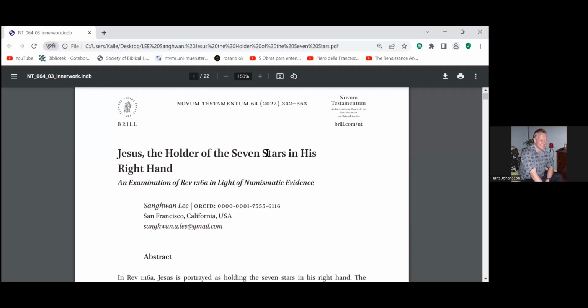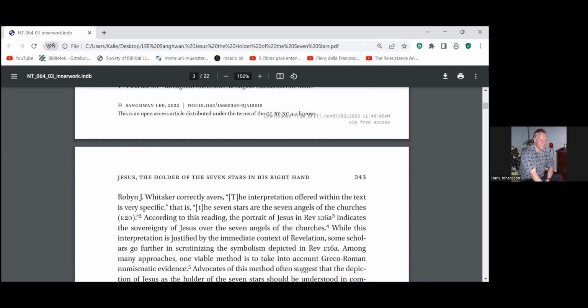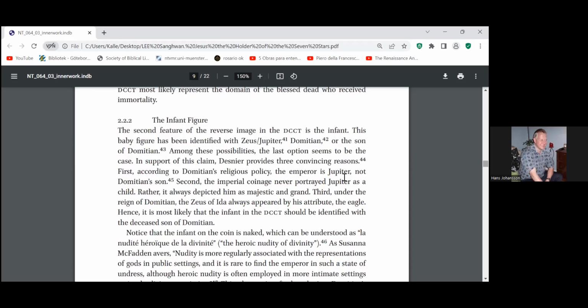Very welcome everyone to 1569 of the series. We will continue where we left off in 1566, Jesus, the holder of the 7 stars in his right hand, by Sanghwan Lee. We left off just when we're starting with dissimilarities.